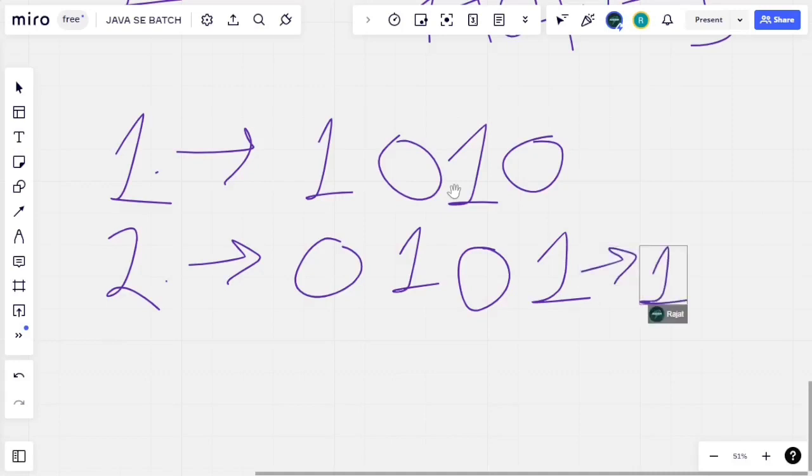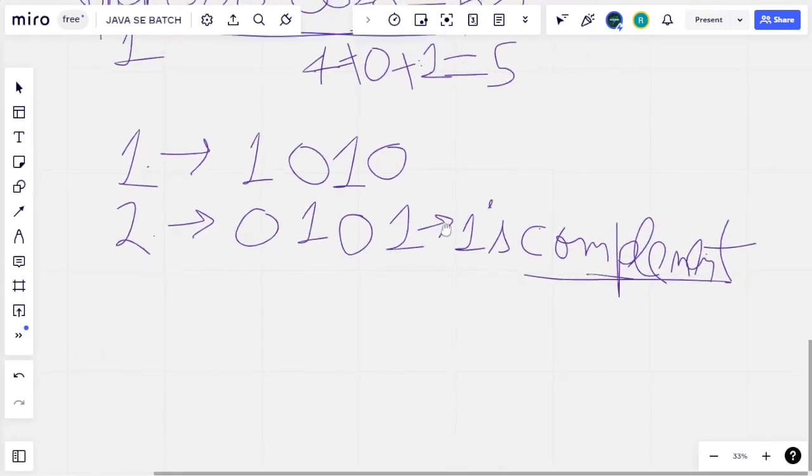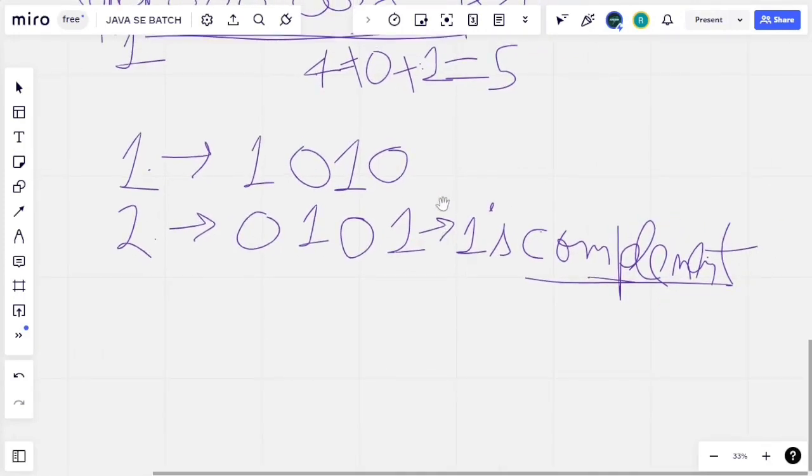This you will say we have one's complement. Pardon my extraordinary writing. So this is one's complement. Okay, let me just zoom out so that you can see. Okay, so this is one's complement. Now what you will do after that?